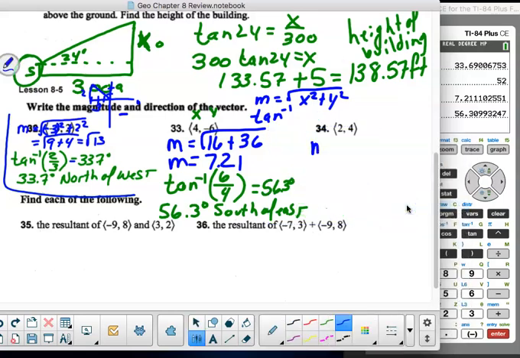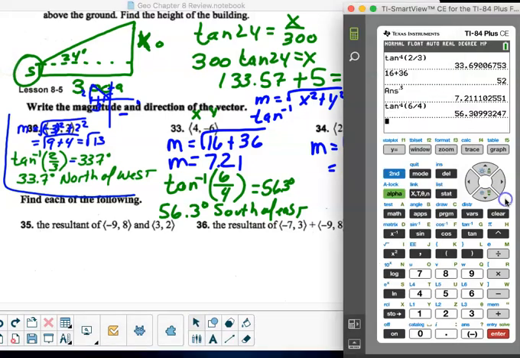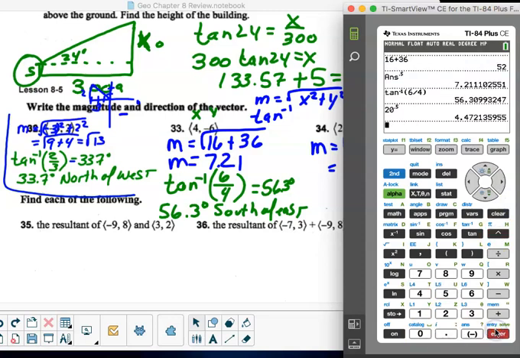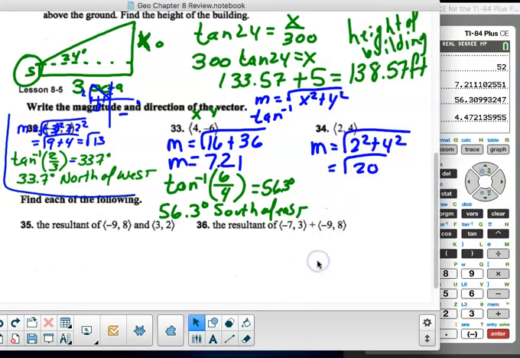And my magnitude here is 2 squared plus 4 squared. So this would be 16 plus 4, square root of 20. So I got 20. I raise that to the 0.5 power, and I get 4.47. That's my magnitude.